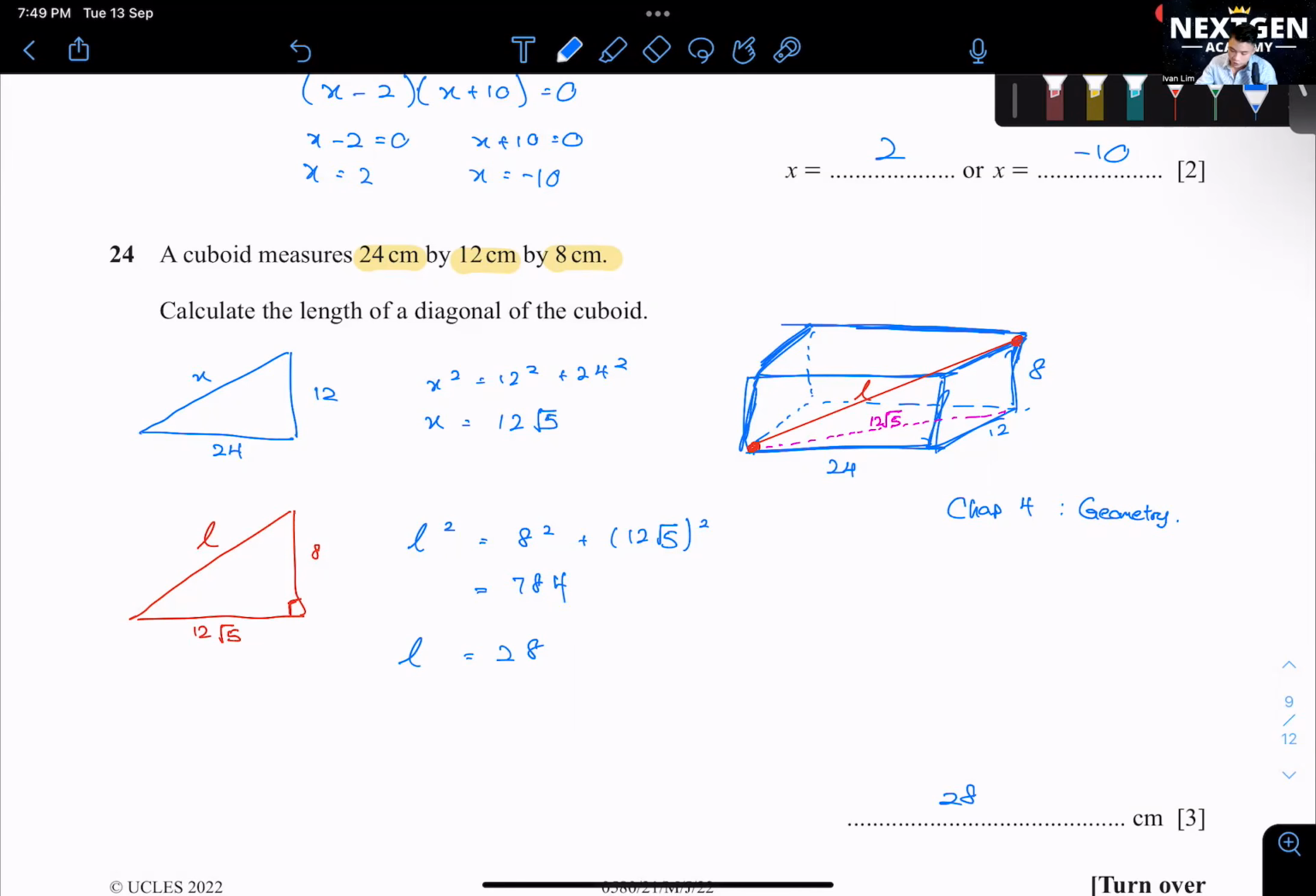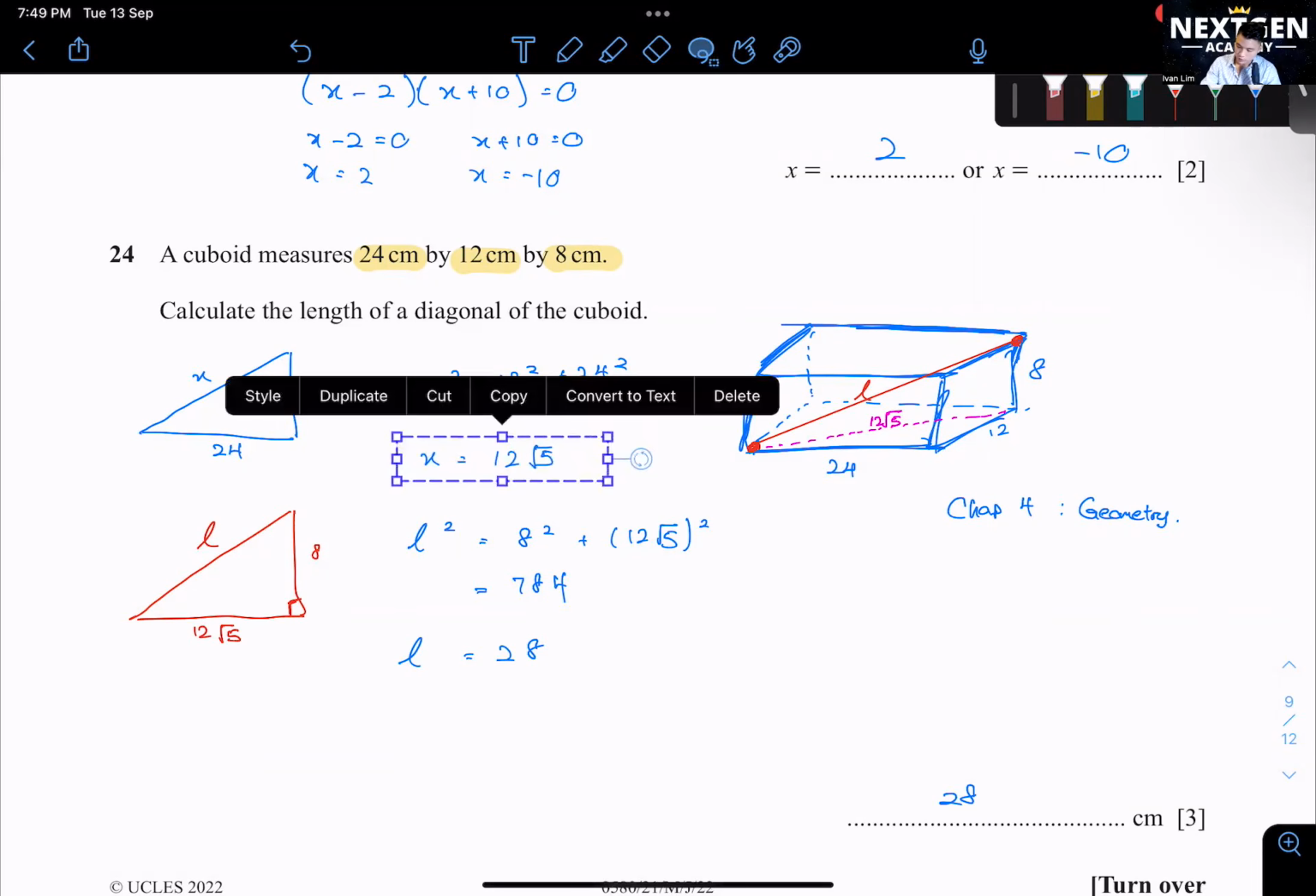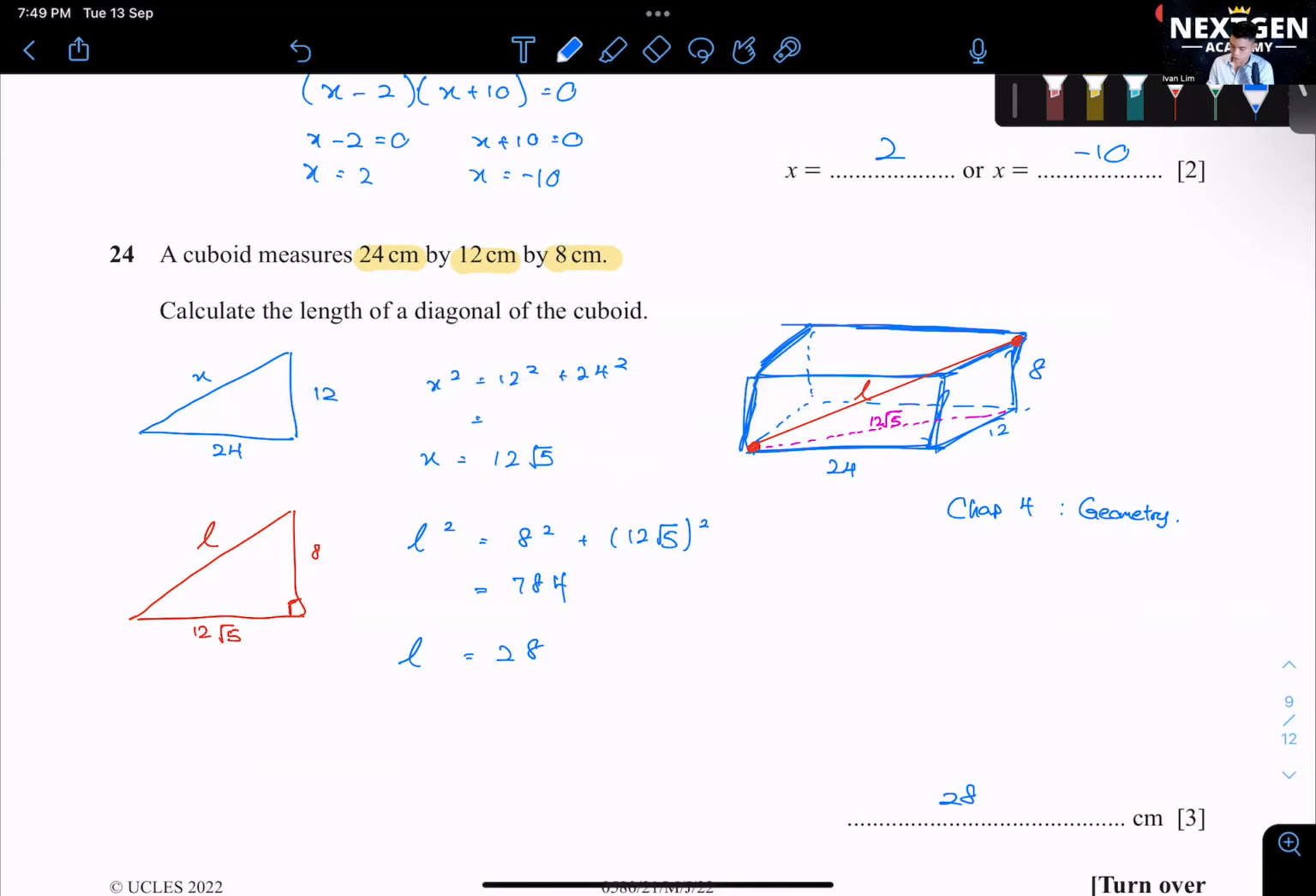How is it 12 root 5? Oh, okay, I didn't skip the step. This part here, 12 squared plus 24 squared will be 720. You square root. Your calculator cannot work, that's why I asked you all, this calculator can do a lot more. Your calculator will probably show 26.83281573. This calculator can show the exact value. Okay? I love my calculator.